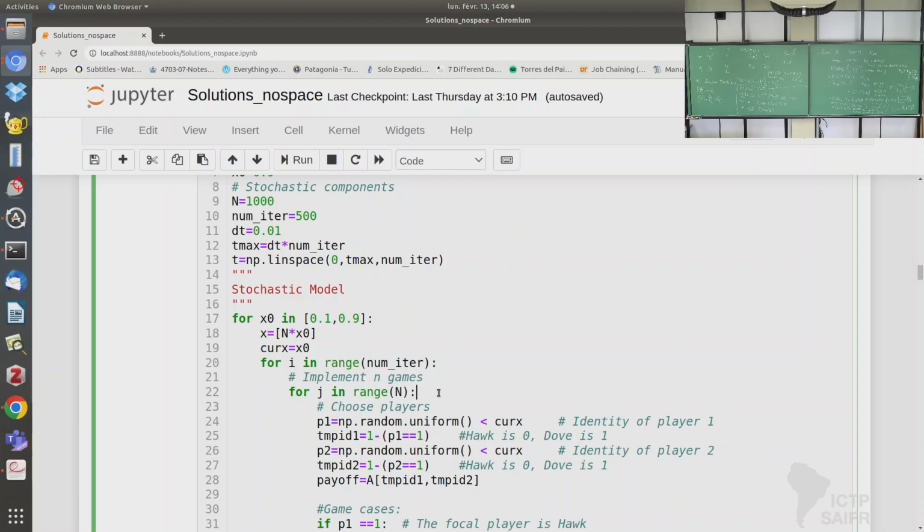Yes. You're done? So I'm doing the 2D version. Okay, so you did this one already. Yes, the stochastic one. Okay.